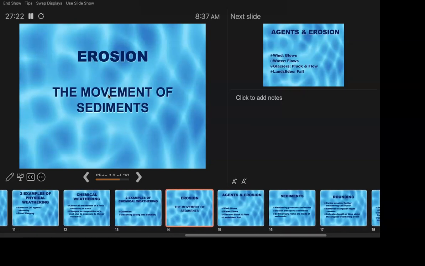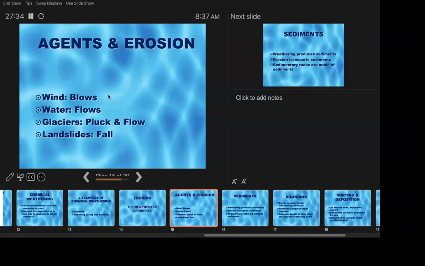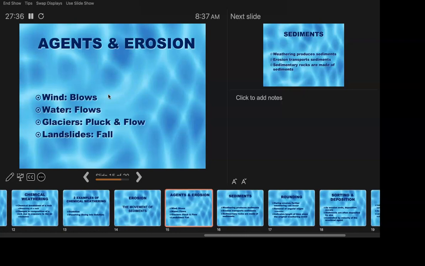All right, so we're done with weathering. Erosion, the movement of sediments. A lot of this I talked about without the slides a couple minutes ago. Wind blows and water flows. Something else that sort of rhymes to remember. So you've got boulder, cobble, pebble, sand, silt, clay, wind, water, ice, and gravity. Wind blows and water flows, and glaciers pluck. That is their word, not mine.